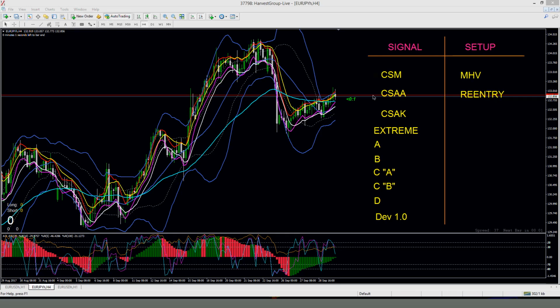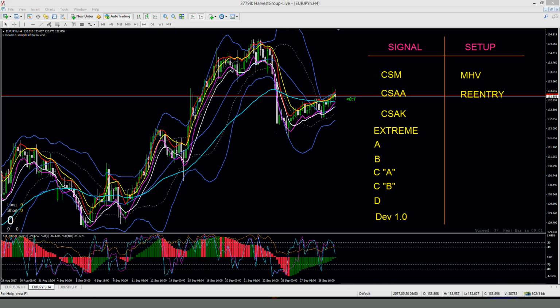What you need to understand with candlestick momentum is that every first candlestick momentum will give you one re-entry. So the first candlestick momentum will allow you to have one re-entry. And the second one is candlestick arah awal, which is the early direction.